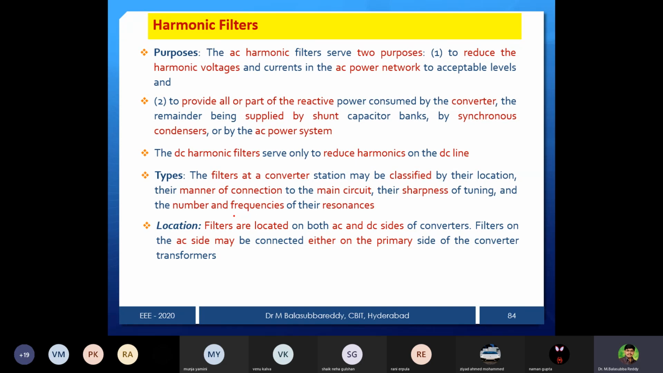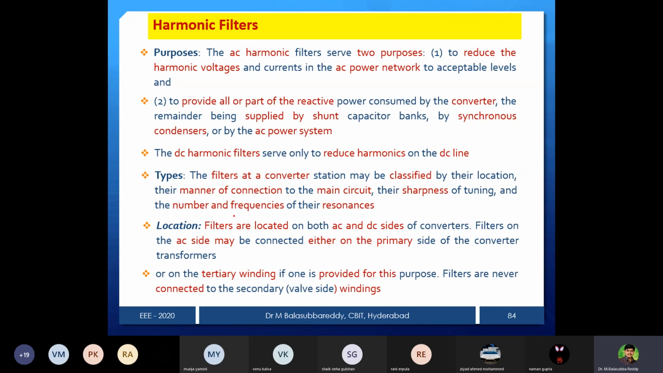So preferably we will see that filters are located on the AC side as well as the DC side, for the DC filters, in the primary winding or secondary winding, depending. So you can connect either on the primary side or on the converter side. Converter side is nothing but the secondary side, because the primary winding is connected to the source and the secondary winding is connected to the valve. So either is fine, but there is a tertiary winding in some of the transformers.